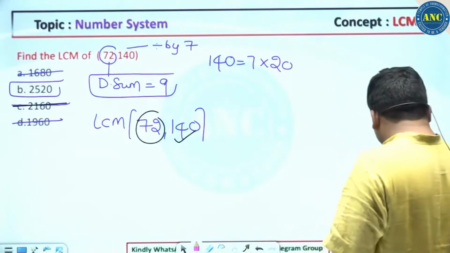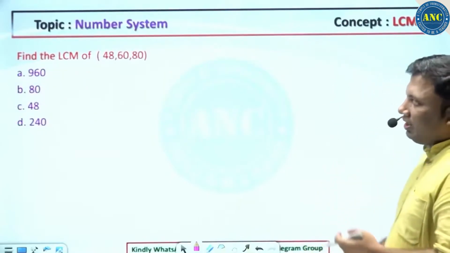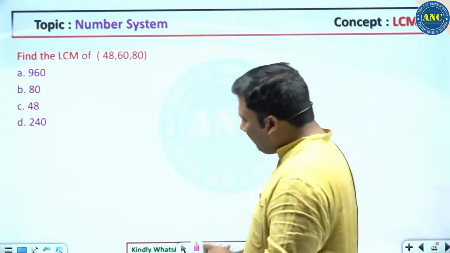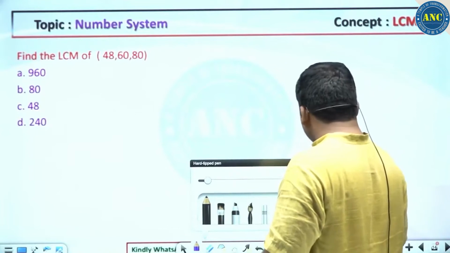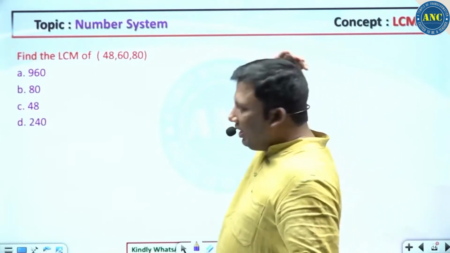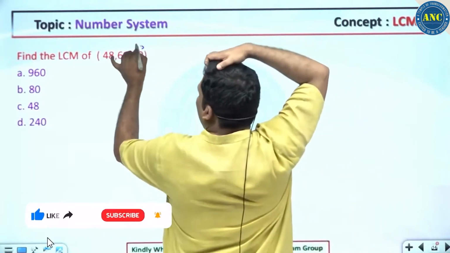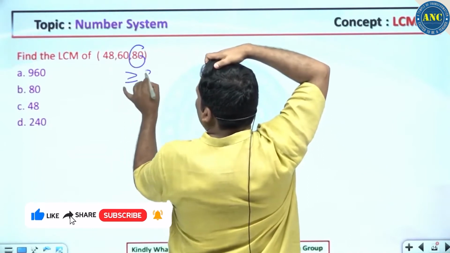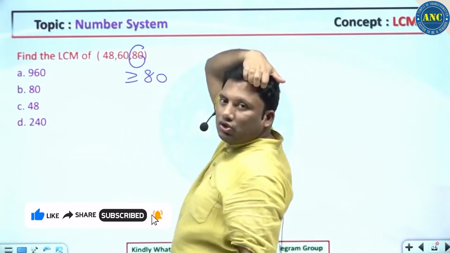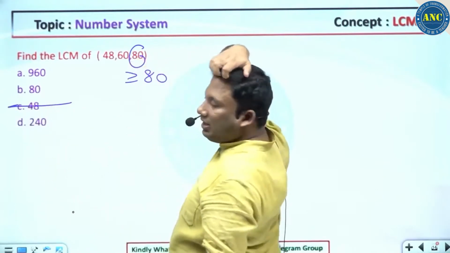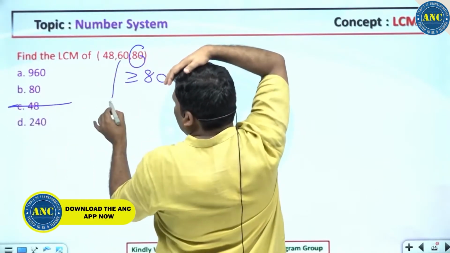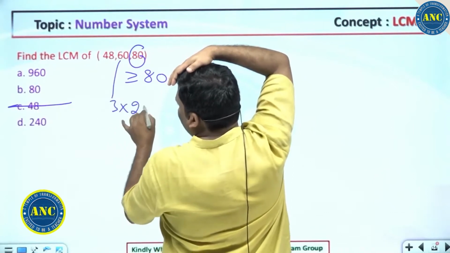Now see here. In this question we have 48, 60 and 80. First thing, the answer should be greater than or equal to 80. So 48 is out, it cannot be. 60 is 3 into 20.